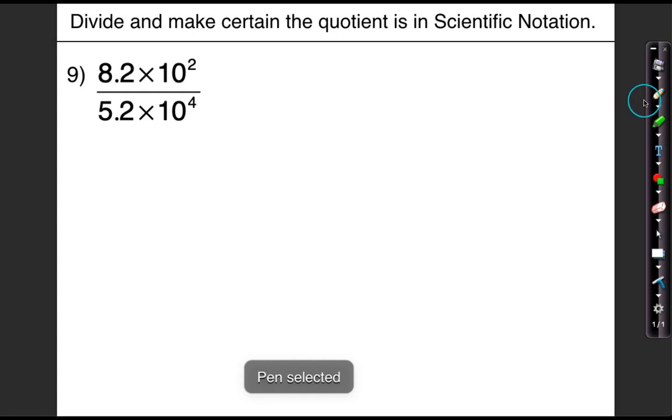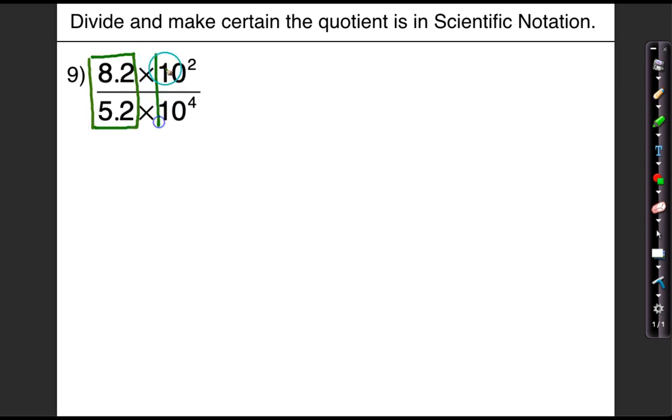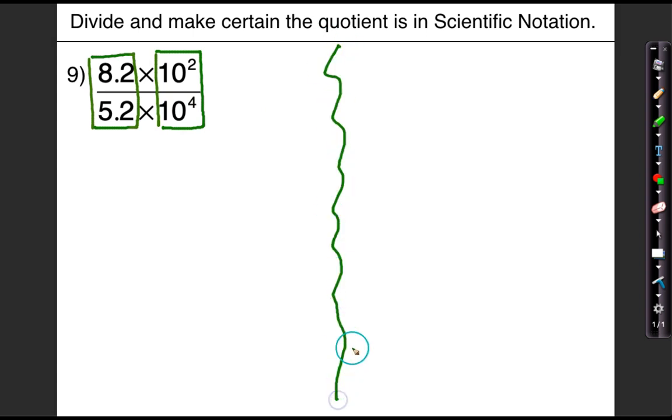Okay, so now it's time to go ahead and check our answers. So here, when you divided, you should have divided the coefficients and then you should have grouped the tens together. Let's see what we would have gotten. You have 8.2 divided by 5.2. So what's going to happen? Well, first we're going to have to turn these into whole numbers, so moving that decimal once to the right.